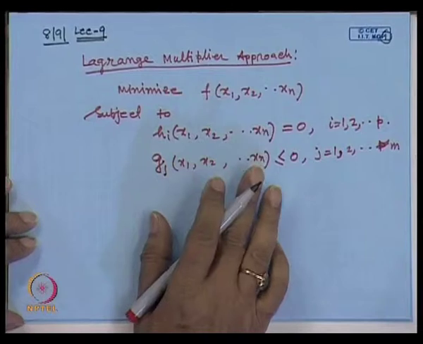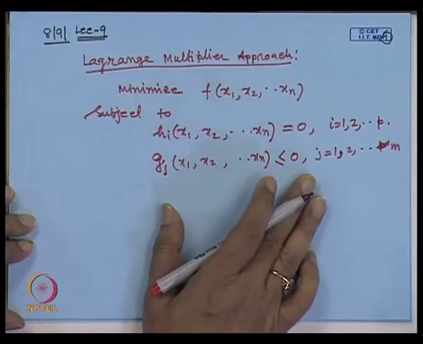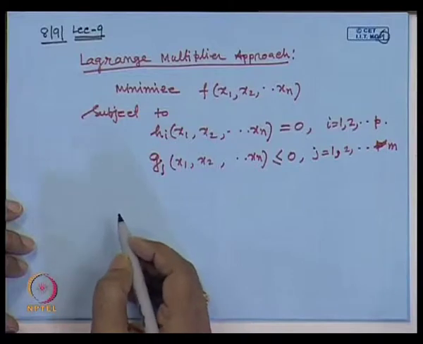This problem, first we have to convert into an unconstrained optimization problem. Once you convert it into an unconstrained optimization problem, then you can solve it by our different techniques, either numerical methods or analytical methods. Let us see how we can formulate this.